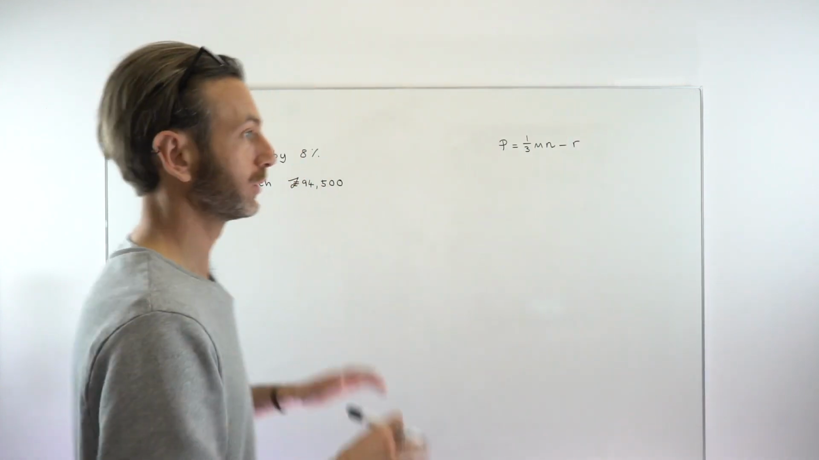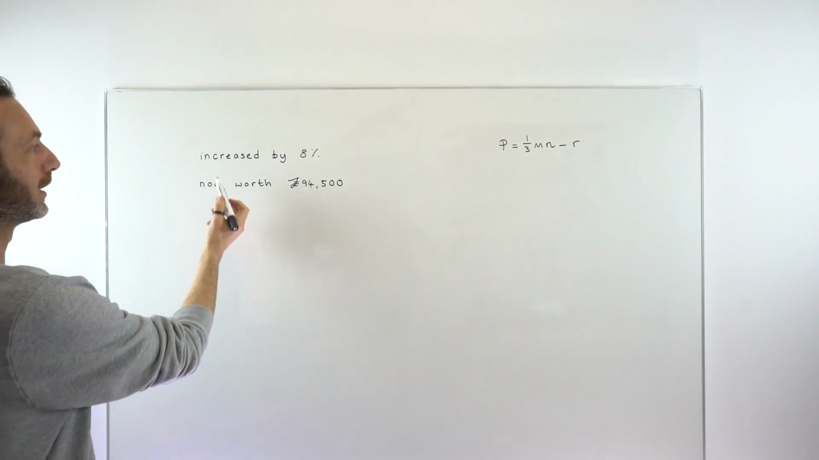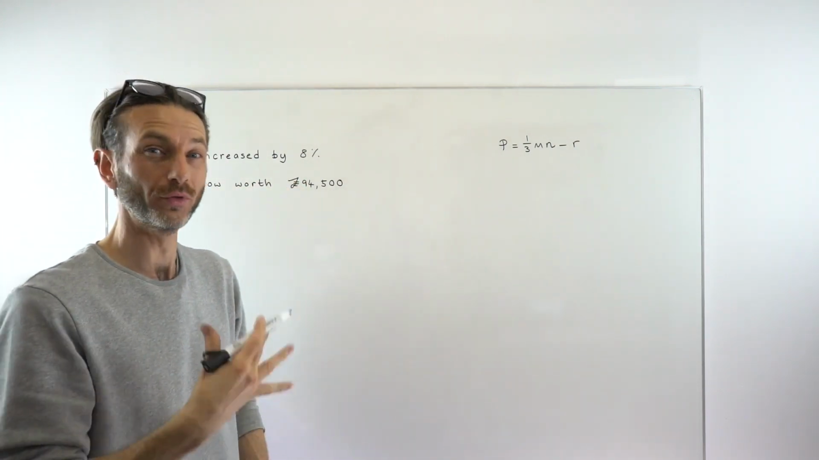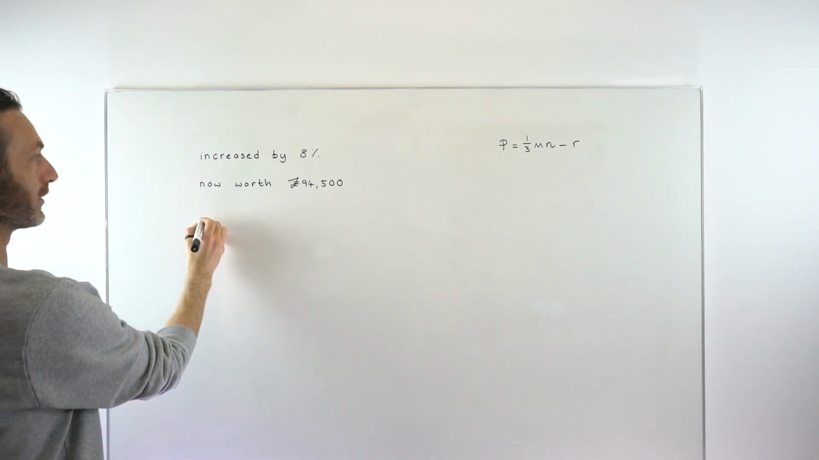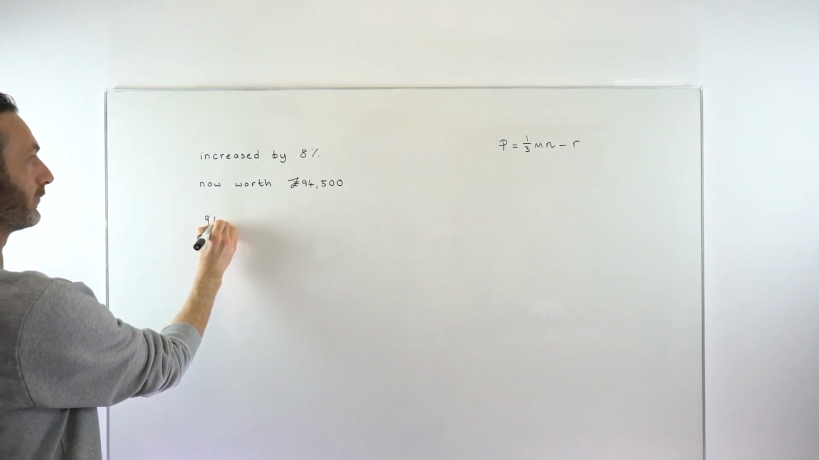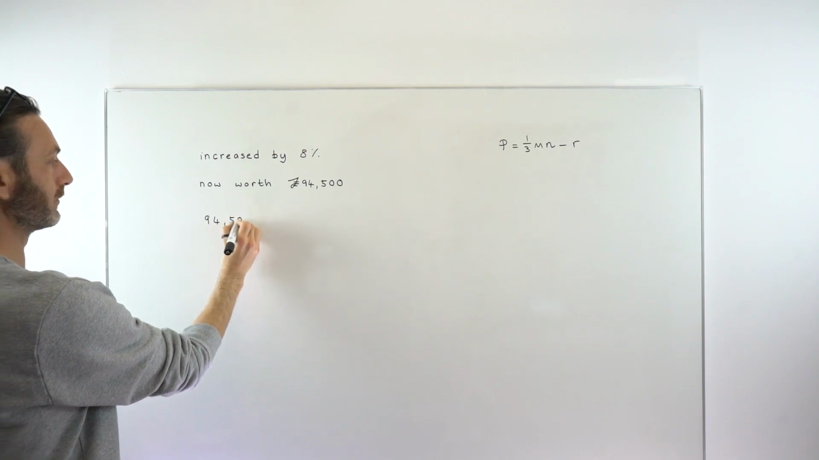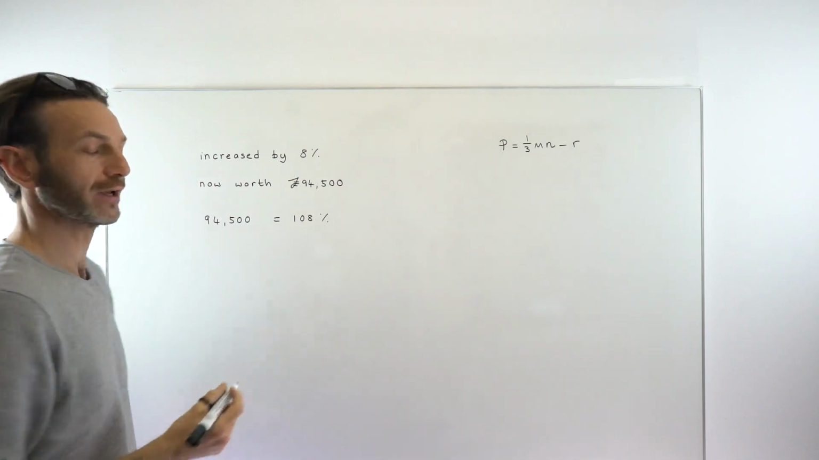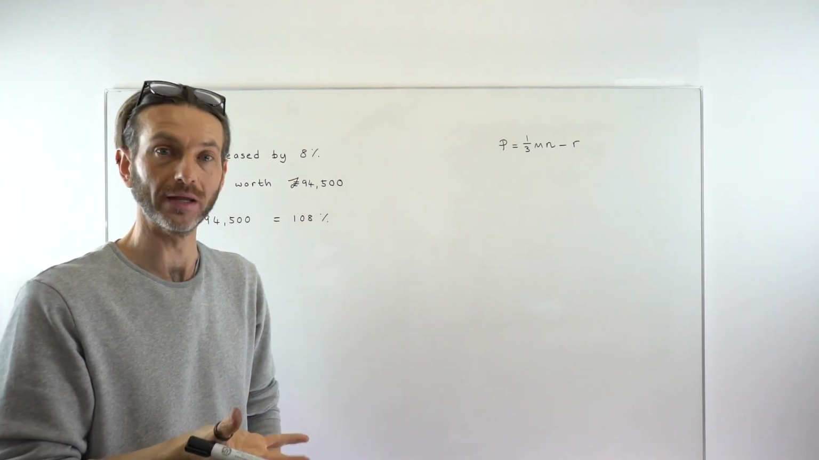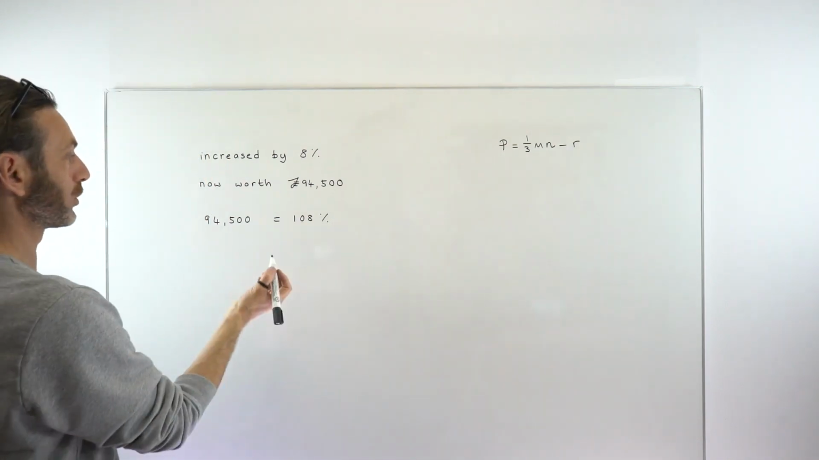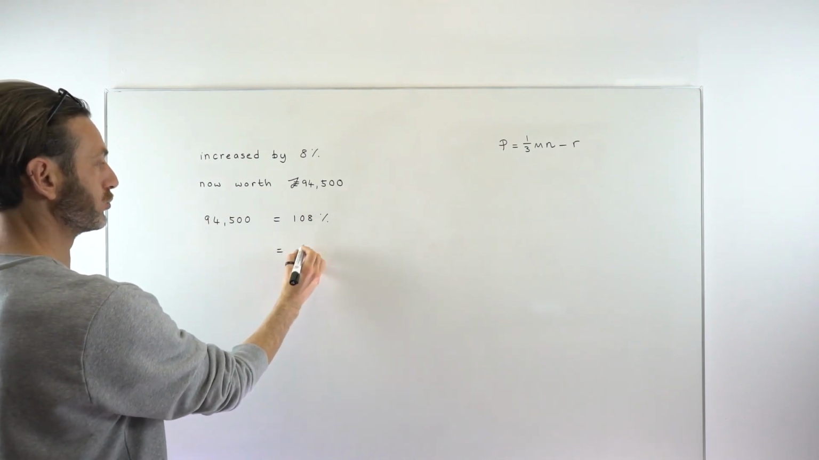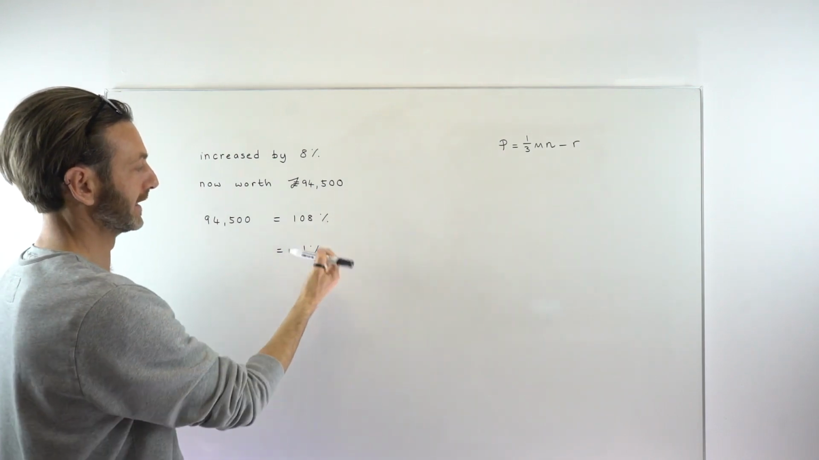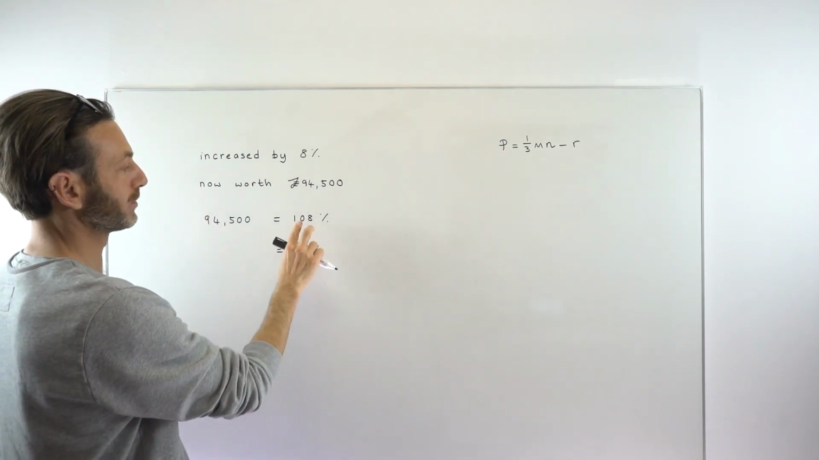So different ways to set these up, but essentially if it's increased by 8%, this value represents 108% of the original value. So we can just set this up by saying that 94,500 is equal to 108%. And what we were trying to get to in this question is 100%. That's the original price. Smart way to do that is to take this down to 1%, and you can take it down to 1% just by dividing this equation on both sides by 108.